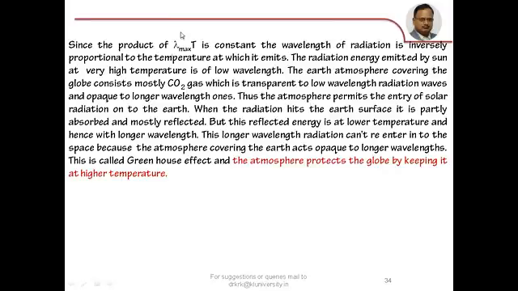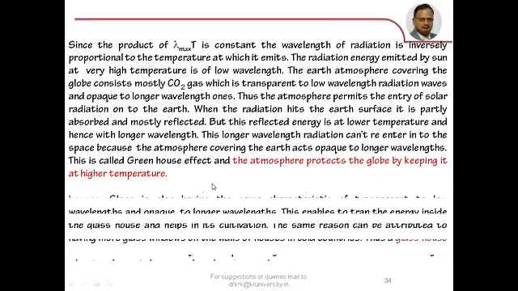So it allows the direct solar radiation, which is of low wavelength. The moment the radiation touches the earth surface, it is partly absorbed and mostly reflected, and this reflected energy is at lower temperature, hence of higher wavelength, and carbon dioxide is opaque to higher wavelength waves. It will not allow the waves to pass through it, so they are re-reflected to the earth surface. And because of this, the earth temperature is protected. And this effect is called the greenhouse effect, and the atmosphere protects the globe by keeping it at higher temperature.